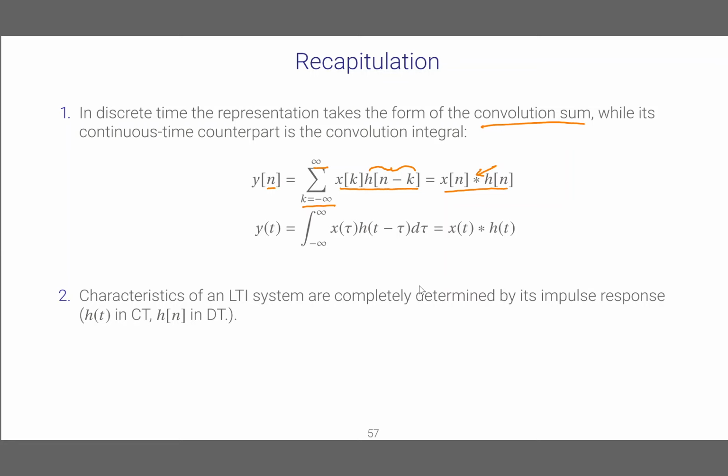In continuous time, we have y(t) equals the integral from minus infinity to infinity of x(tau) h(t minus tau) d tau, which is represented by x(t) convolved with h(t). Characteristics of LTI systems are completely determined by its impulse response, h(t) in continuous time, h[n] in discrete time.